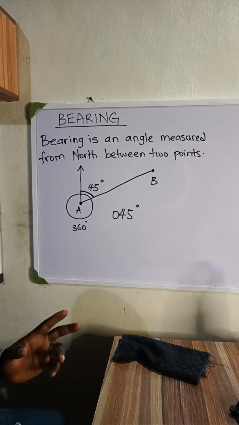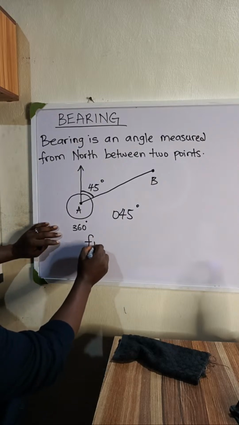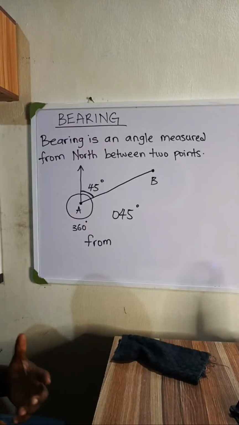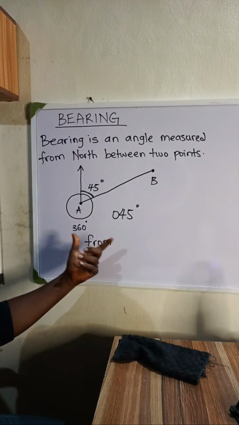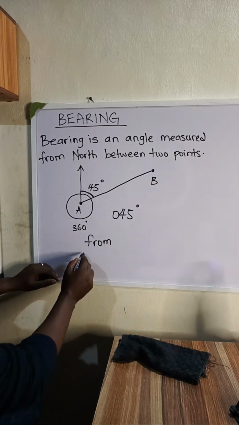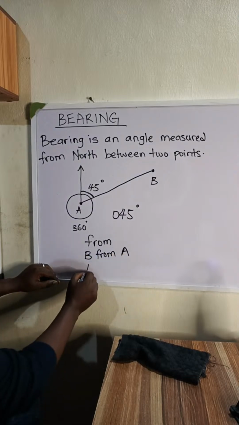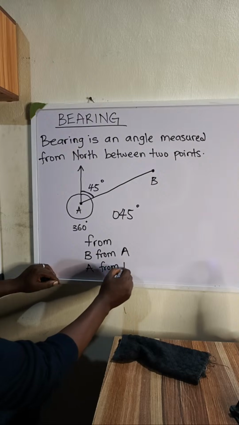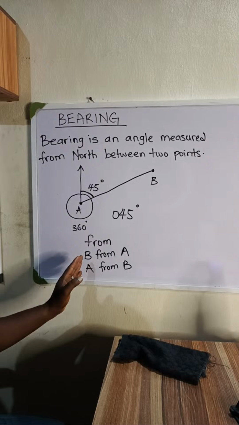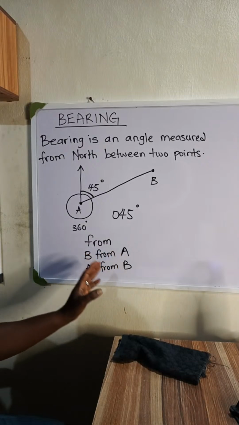But there are 2 things we need to note here. We need to note the word "from". We've not started solving anything, we are just introducing the topic. You need to note the word "from". There's a difference between B from A and A from B. That's not the same bearing. The bearing of B from A is different from the bearing of A from B.